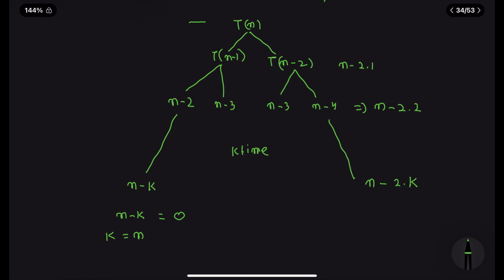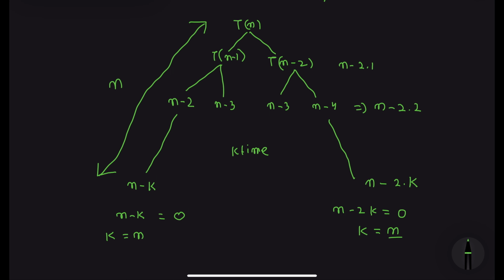So you can see the depth of the tree will be equal to n. And let's see the other side. Here we have n-2k. At some point in time this will also become equal to 0. So n-2k will become equal to 0, and we can get the value of k from here, which will be equal to n/2. So we can say this length is n/2.